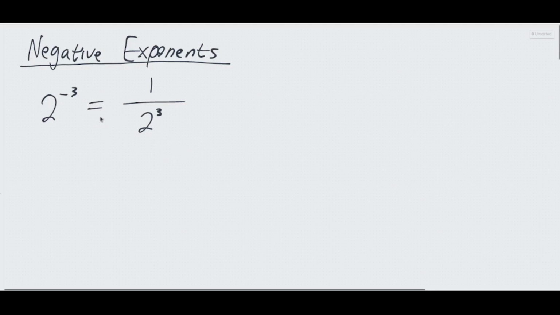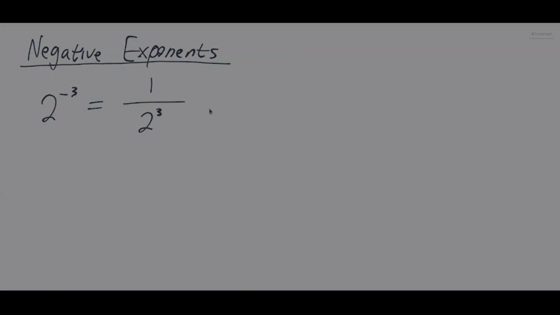Today we're going to try to make sense of negative exponents. In the last video, we left off with 2 to the negative third power, and based on our reasoning, we found that it was exactly equal to 1 divided by 2 to the positive third power. And in this video, we want to try to make sense of that.